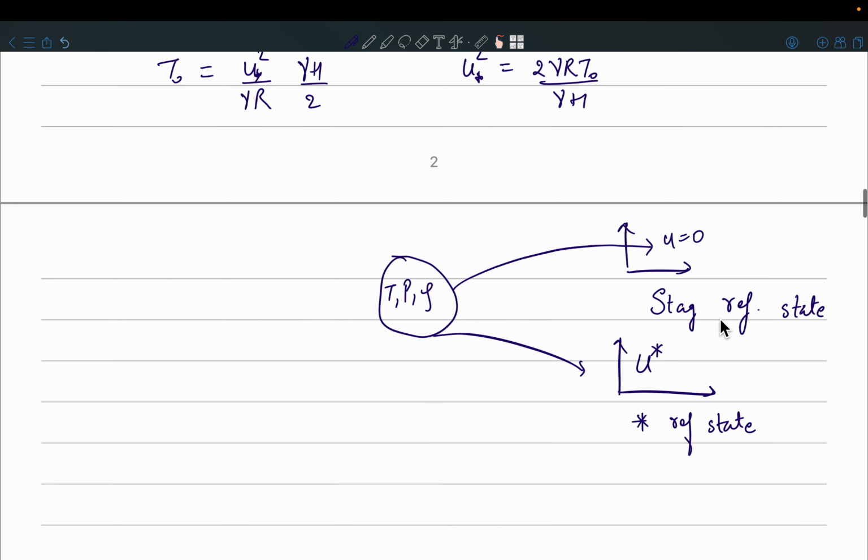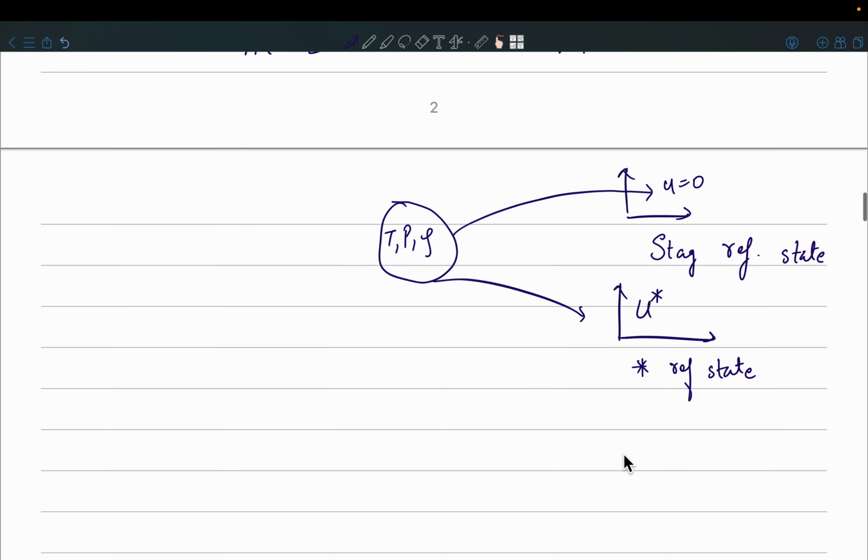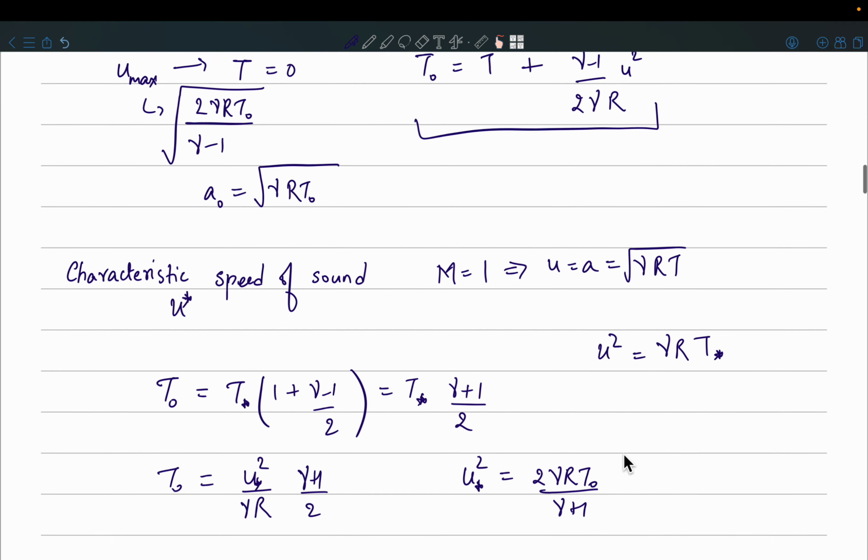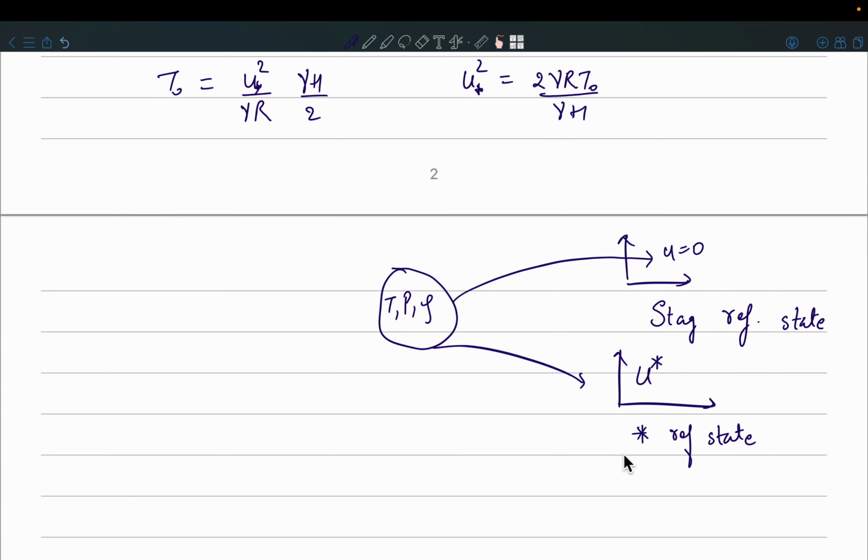When you start dealing with those shock states, see, shock is a non-isentropic phenomenon. So what we do is we imagine, what if that state was achieved isentropically? Then we need a reference state in the supersonic regime, and that is your star reference state. Okay. So you know the adiabatic ellipse also, and you know how to derive all the stagnation relations.